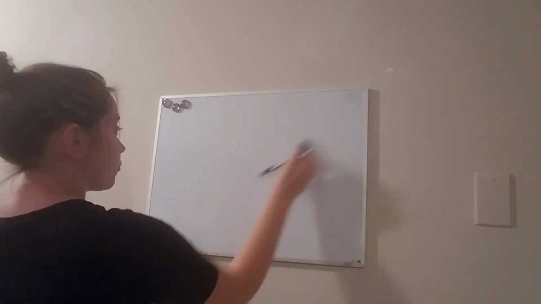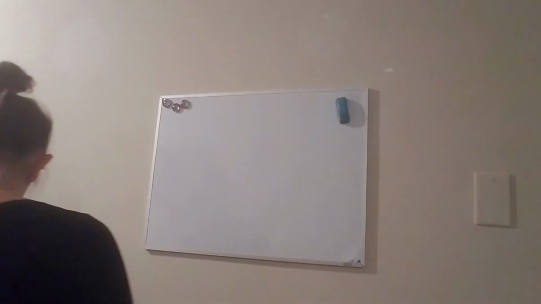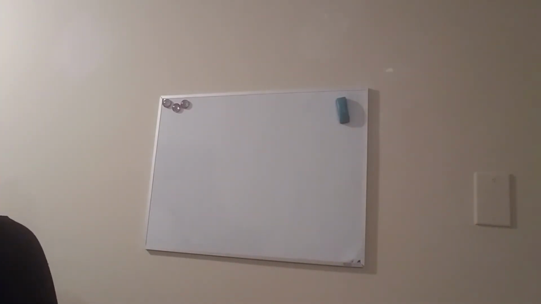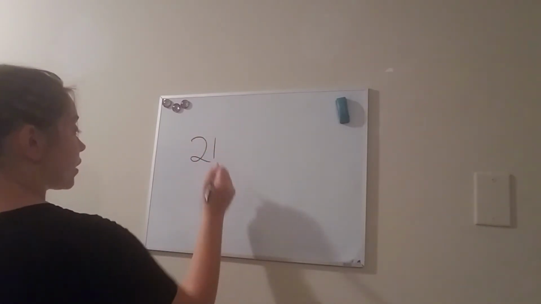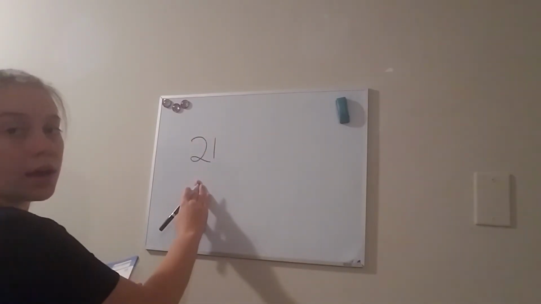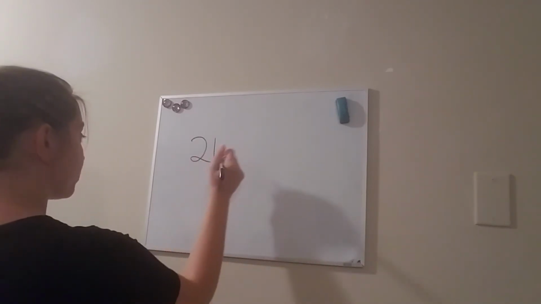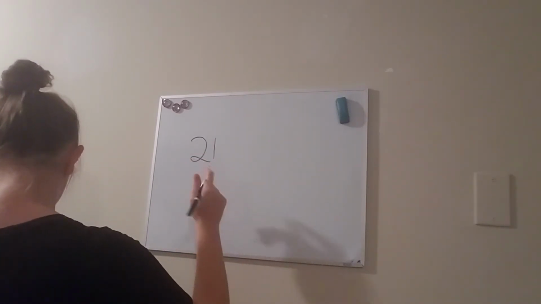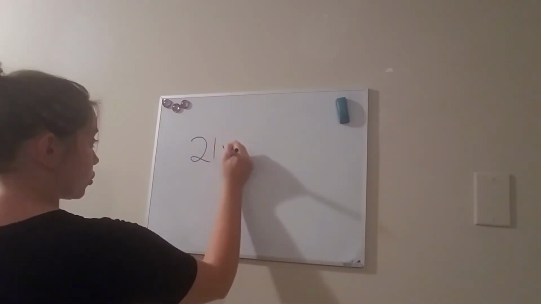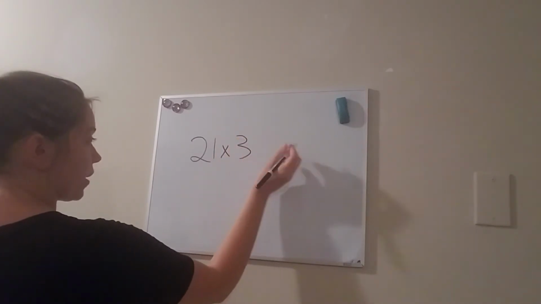Remember, if we're going too fast, slow it down. Sally is 21 years old. Tanya is 3 times as old as Sally. How old is Tanya? So we know Sally is 21. Okay, so that's our known number. That's how old Sally is. Tanya is 3 times as old. So we're going to take 21 and multiply it by 3.